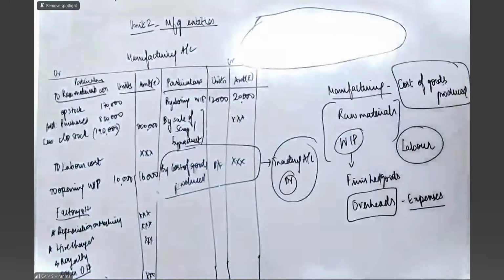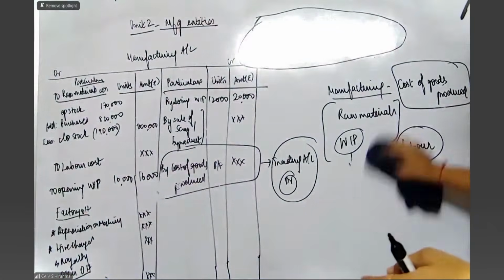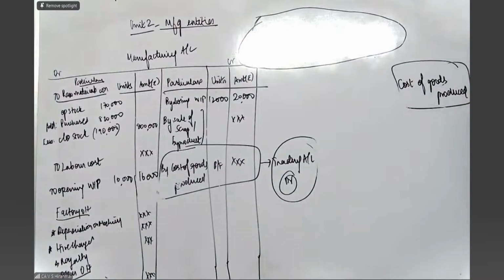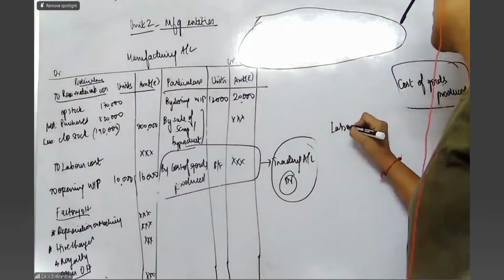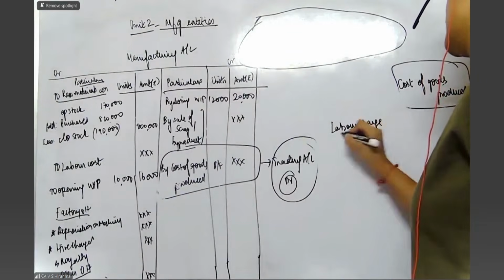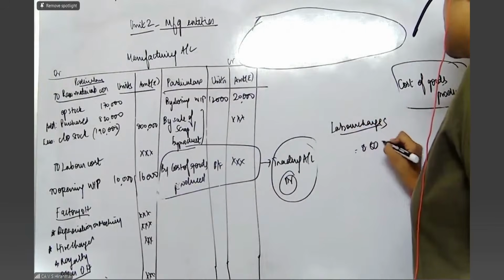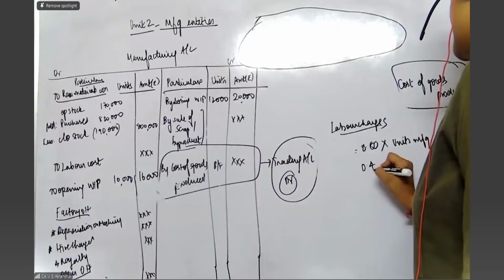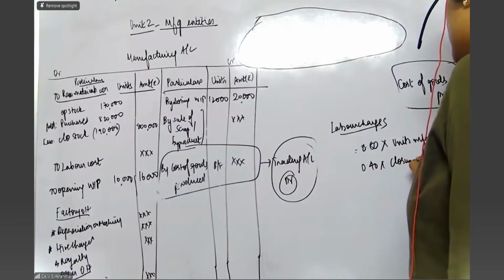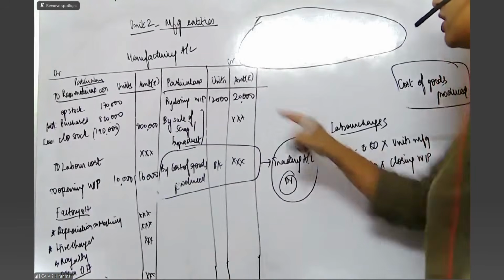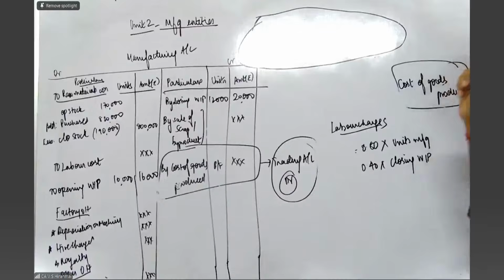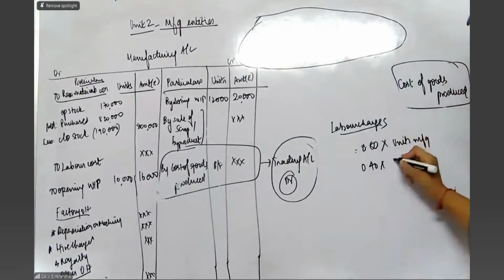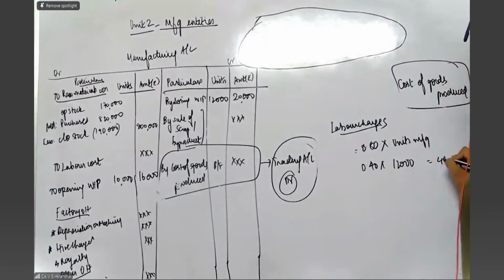So now let me go to the working note. Very, very easy working note. All of you please see here. The labor charges is 80 paise per unit manufactured and 40 paise the laborers are paid per unit of closing work in process. Closing work in process, how many are the units? It is 12,000 units that I know here. So this comes to 4,800.